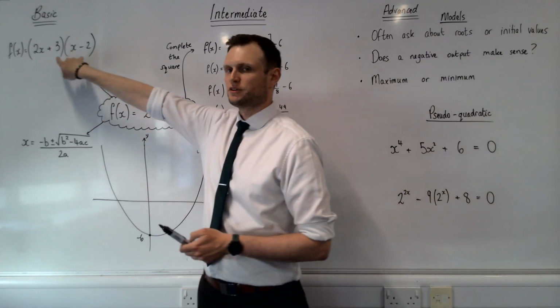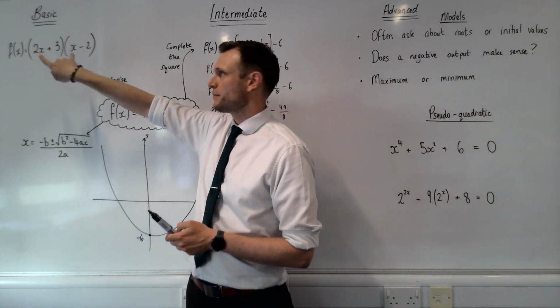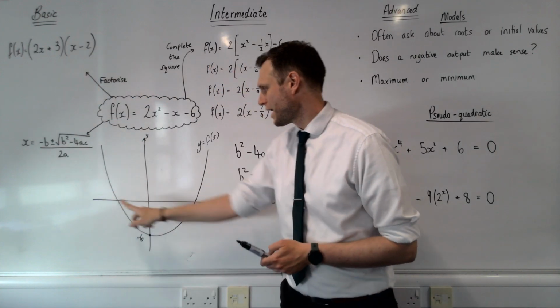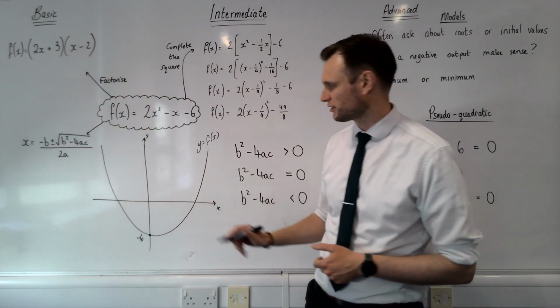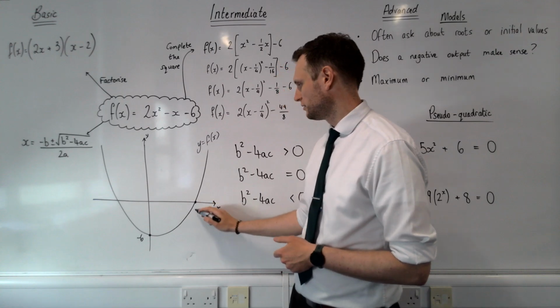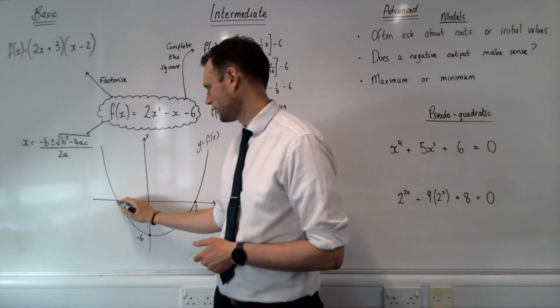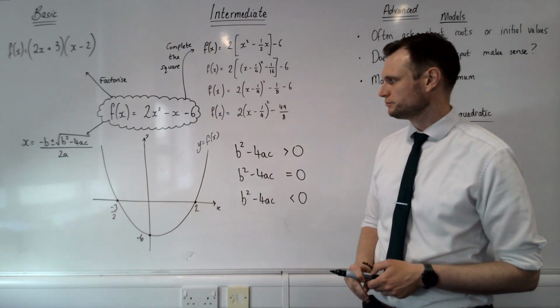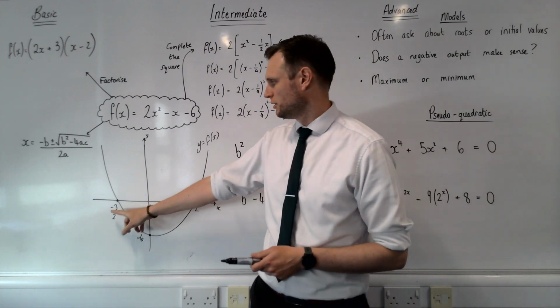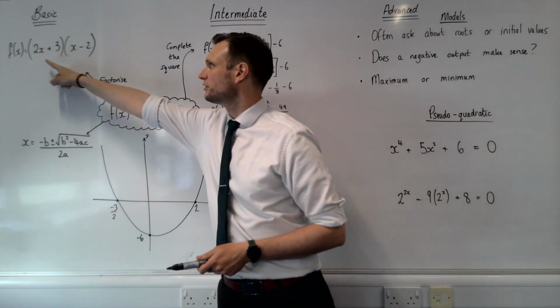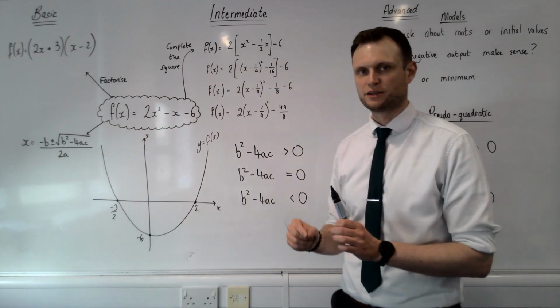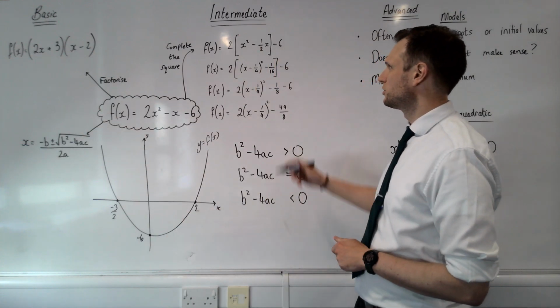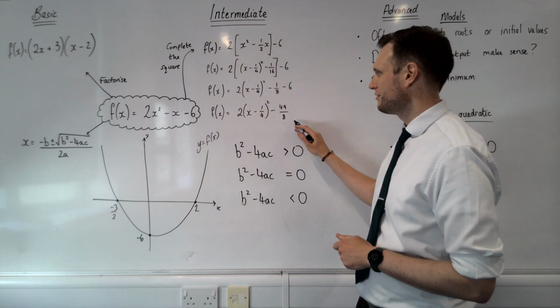This form, the factorised form, you use very effectively to tell you where the roots are, so where it crosses the x-axis. So that one is 2, and that one is minus 1.5. Okay, so those are the two roots, because each of the brackets equals 0. Then you've got the complete the square form.